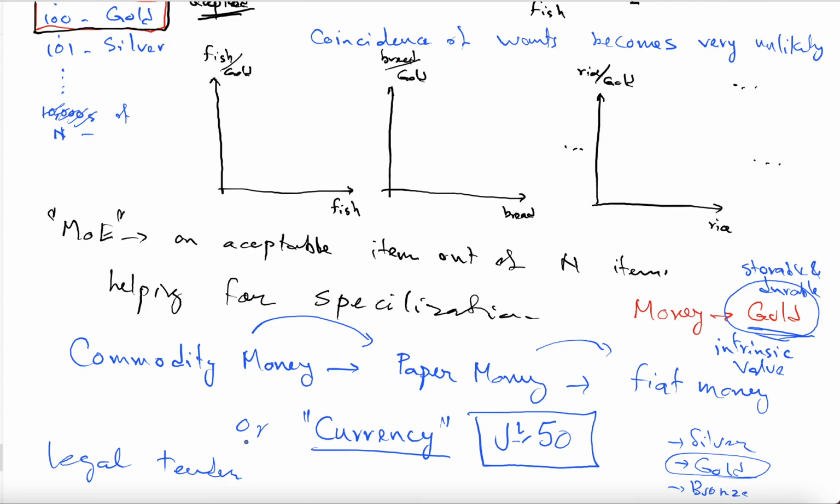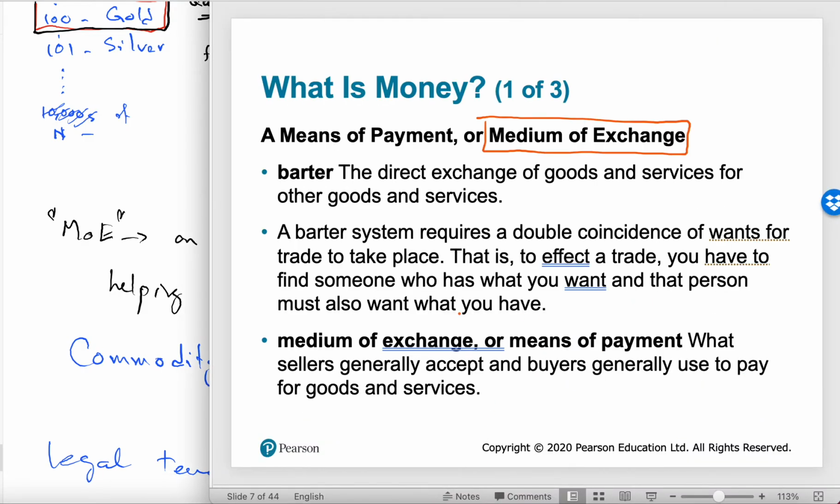It's coming. But before that, let me go through the slides. So medium of exchange is starting from the barter. The barter is the direct exchange of goods for goods. A barter system requires a double coincidence of wants, as I said, for trade to take place. If the fishermen don't want bread and the bakery doesn't want fish, then the barter falls apart. The deal is not going to take place. So that affects the trade.